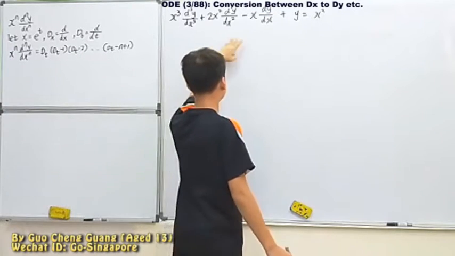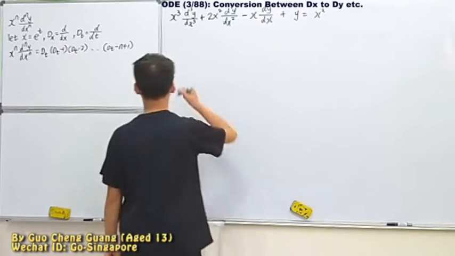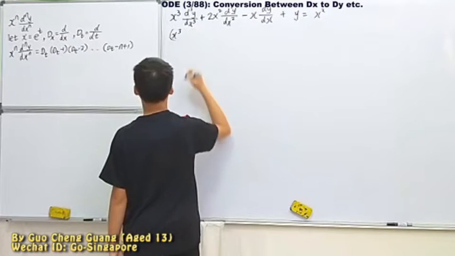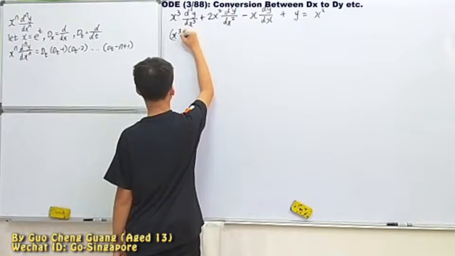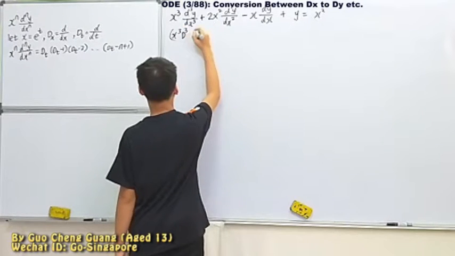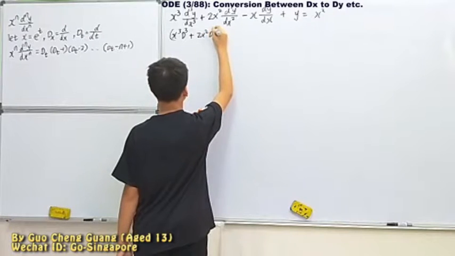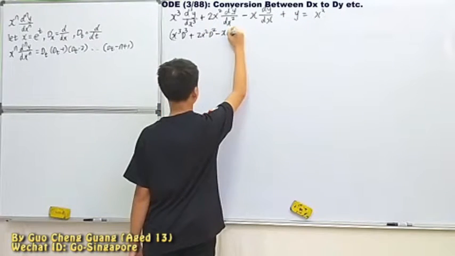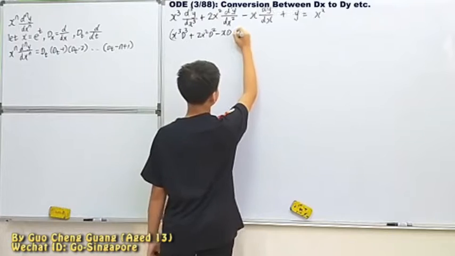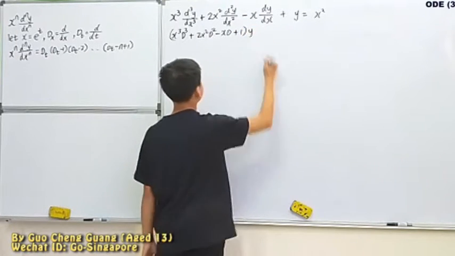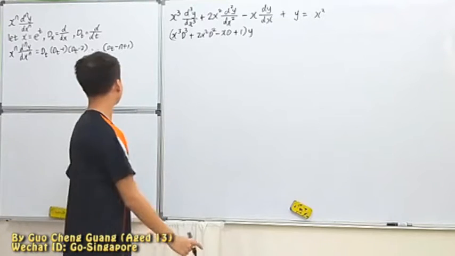So let's take a look at this part. First of all, we can write them in the D form, or the operators form actually. So here will be x cubed D cubed, then you add 2x squared D squared minus x D plus 1. And here you have your y. Alright?